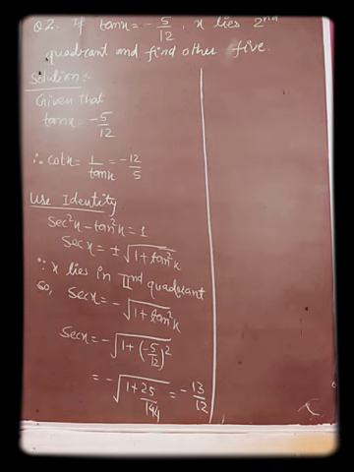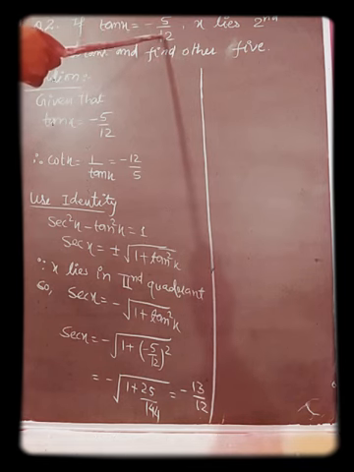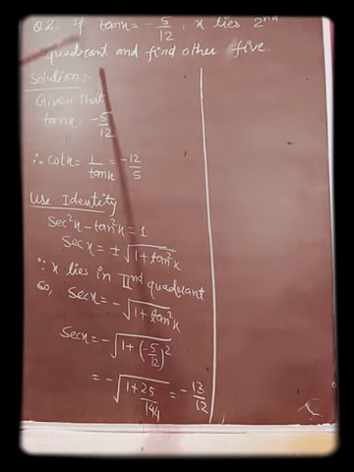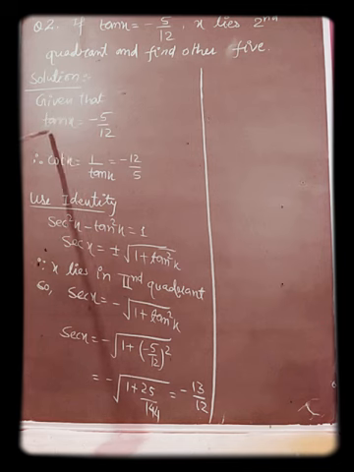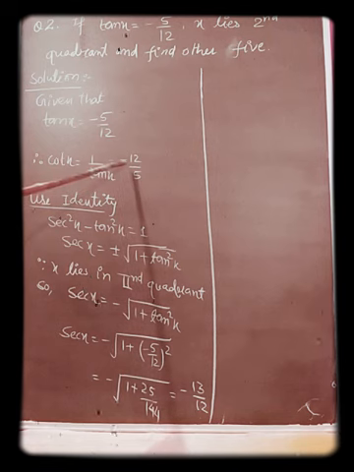Question number 2. If tan of x equal to minus 5 by 12 and x lies in the second quadrant, find the other 5. Solution: given that tan of x equal to minus 5 by 12. Therefore, cot of x equal to 1 by tan x. So, we get minus 12 by 5.